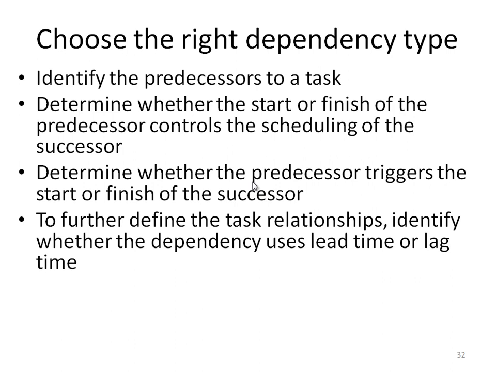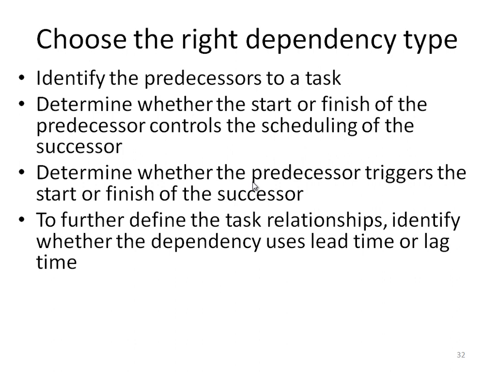Identifying predecessors is often easier than finding the successors. And then we need to determine whether the start or finish of the predecessor controls the scheduling of the successor. For example, if the finish of the predecessor controls the second task, the dependency type must be either finish to finish or finish to start. We need also to determine whether the predecessor triggers the start or finish of the successor. For example, the result of the previous step is finish, and the result for this step is start. The dependency type is finish to start.